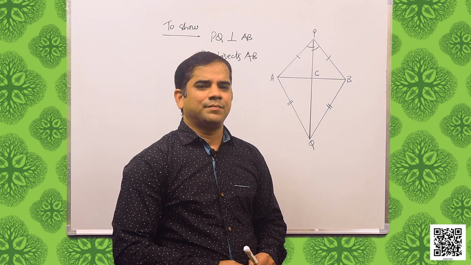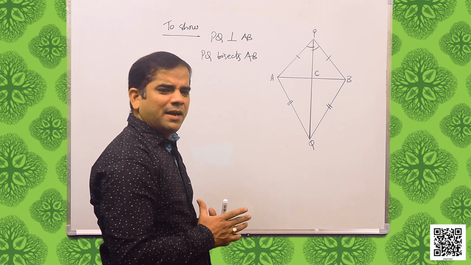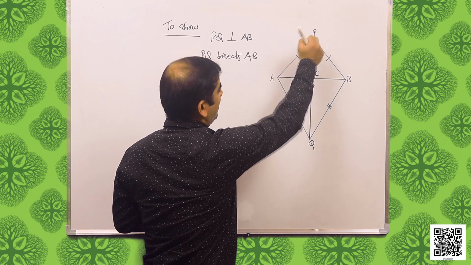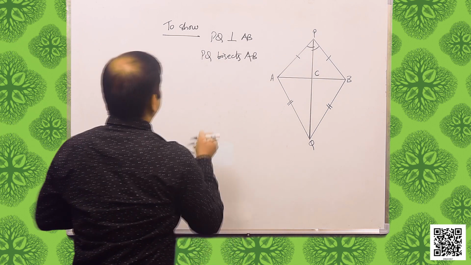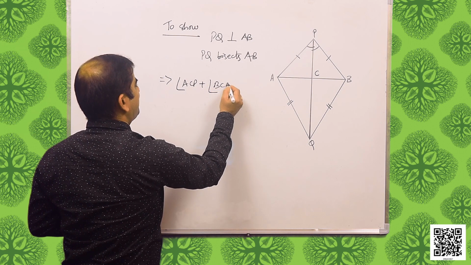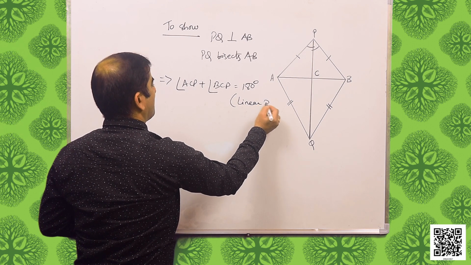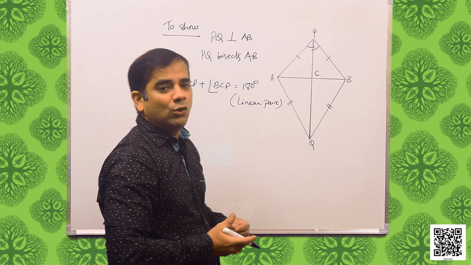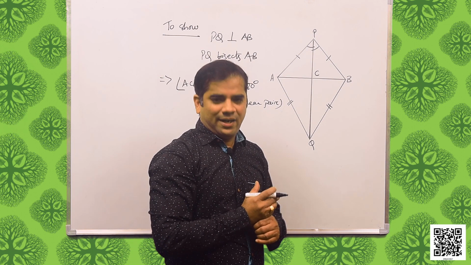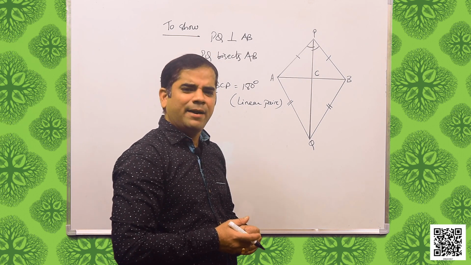So students, we can also see that angle ACP and angle BCP are a linear pair. That implies angle ACP plus angle BCP is equal to 180 degrees. Why? Because they are a linear pair. A linear pair is a pair of angles which lie on a straight line, so their values sum up to 180 degrees.